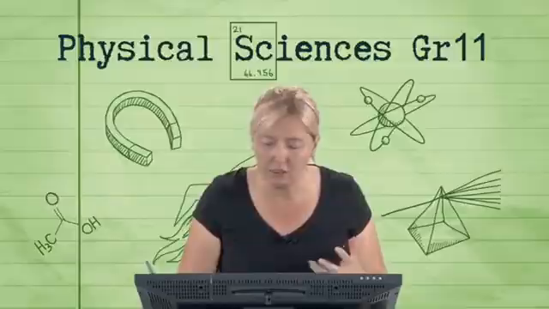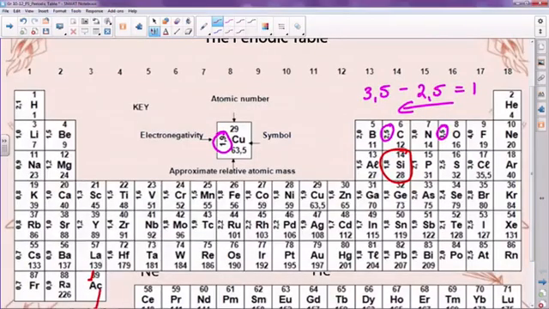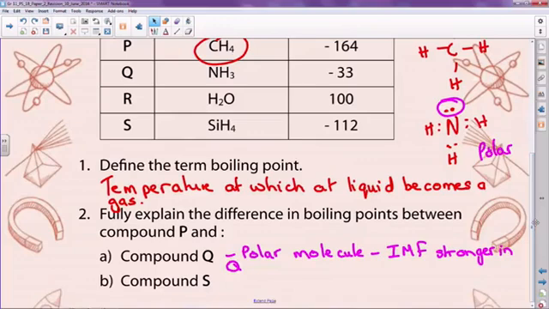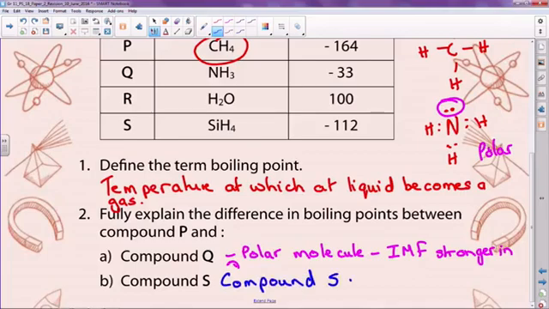SiH4 might be a little bit bigger than carbon. So we can't find any reason for it to be hydrogen bonding. I would say that the reason here is that SiH4 is larger, or let's just put what compound it is, compound S is larger, therefore has a greater surface area.